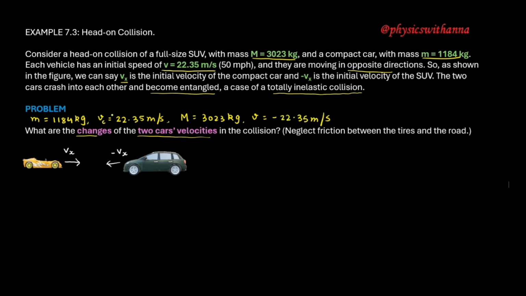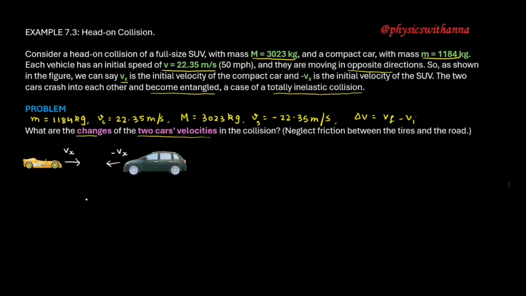We will write Vc for velocity of the car and Vs for velocity of the SUV. We need to find what is the change in velocity of the two cars after collision. The change in velocity is delta V, which is nothing but V final minus V initial. In order to find this change, we need to find what is the final velocity of the two cars.